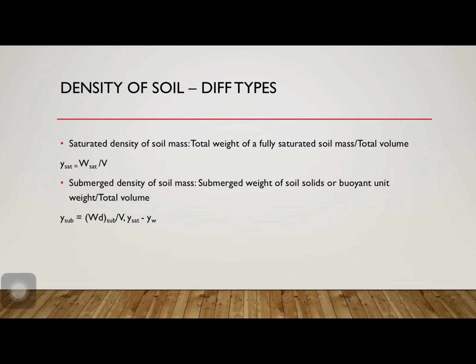So these are the different types of density of soil. So the soil will be under different conditions. Sometimes it will be dry, sometimes it will be saturated, sometimes it will be submerged. So in different conditions the density of soil varies. So please remember these formulas.